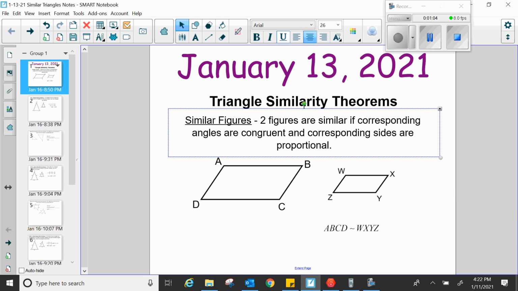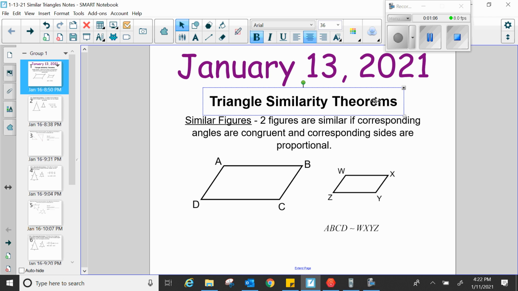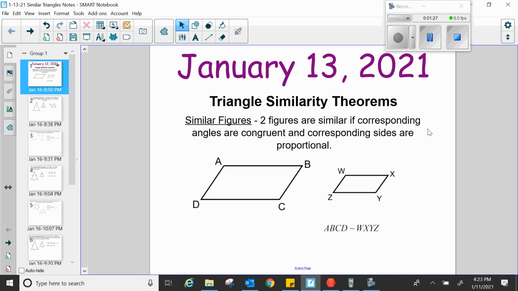Well, now what I'm doing today is showing you triangle similarity theorems. Okay, there are a couple of shortcuts that you can use on triangles to tell if they're similar without having to show all three angles congruent and all three sides proportional. And these are going to kind of look similar to some theorems that we've seen in the past. So there's three of them.